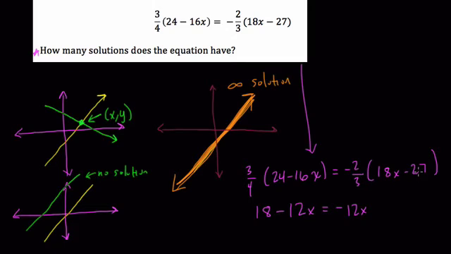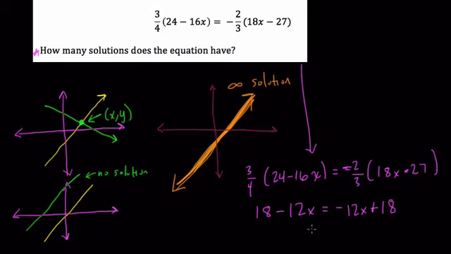And then 1/3 of negative 27, right? But here we're going to get a positive result because it's a negative times a negative. So just think of 1/3 of 27. That's 9 times 2, which is 18. So now we have this equation. It's much easier to work with.